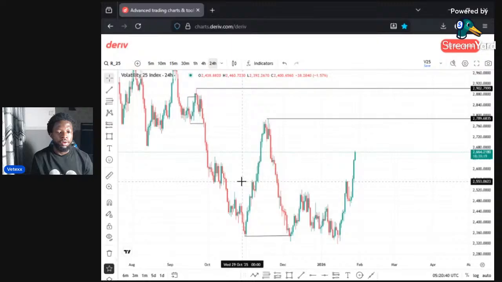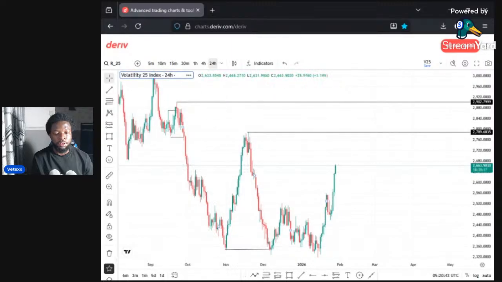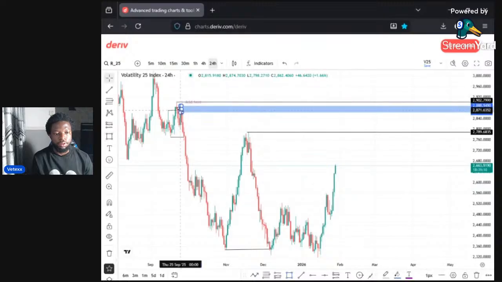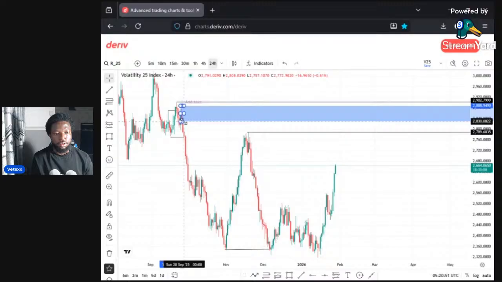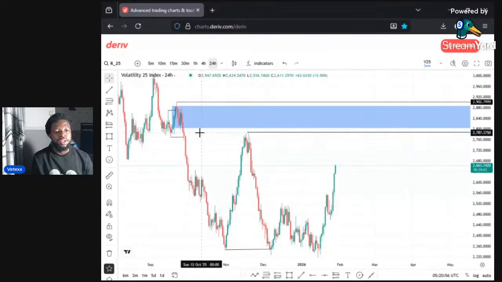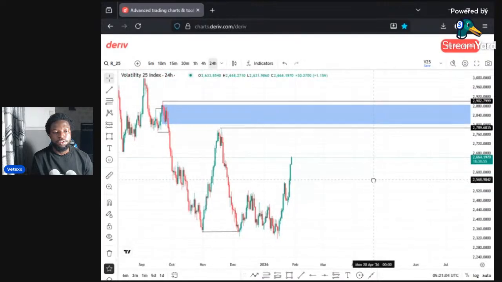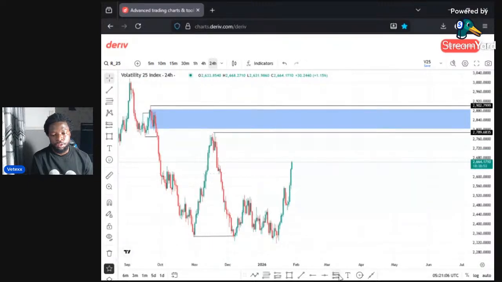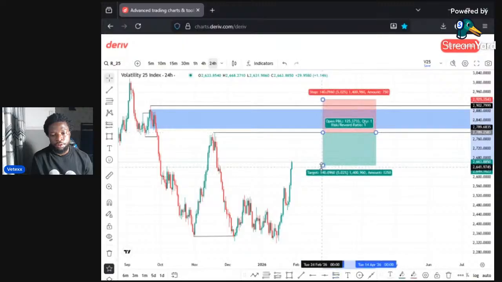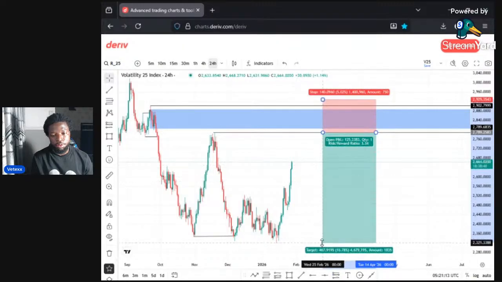So once price taps into our POI on the 24-hour time frame, we'll be anticipating another continuation on the 4-hour time frame or 1-hour time frame. Then from there, we can always go to the 15 minutes time frame and anticipate our sell. So if price taps into this POI, it's going to start selling from here, and this low here is going to be the finish point.